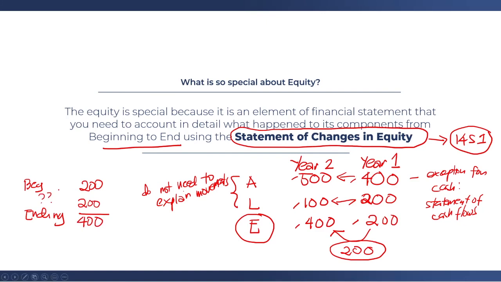That is the purpose of the statement of changes in equity, which is only applicable for equity as an element of the financial statement. You need to ask yourself, where did the 200 come from? Did we receive another 100 contribution? And maybe 100 is from the profits or the income and expenses. So it's something that you need to address as a separate financial statement, which makes equity very interesting for me. Let's take a look at an actual example in the next slide.